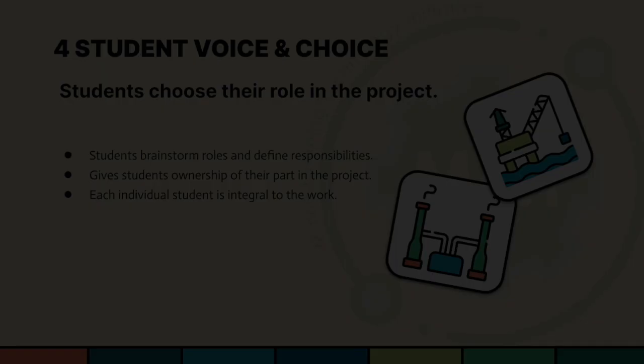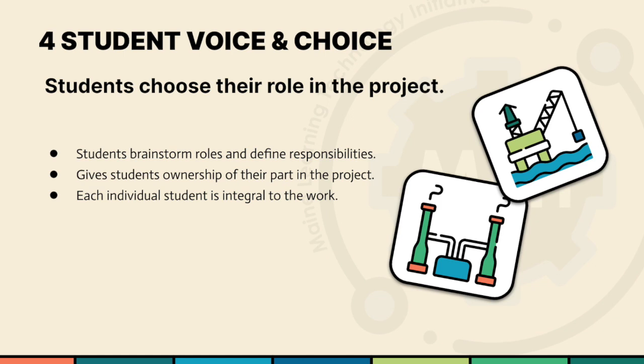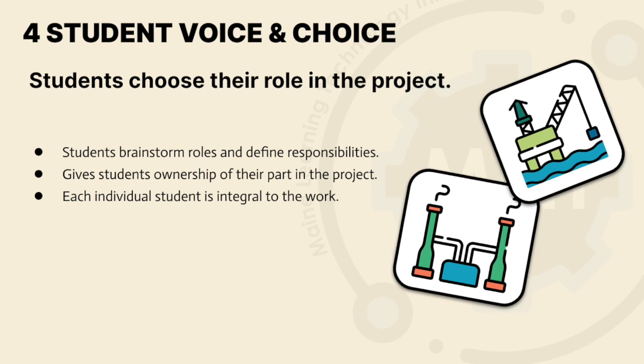As with all project-based learning, empowering your students through voice and choice is a key component to student engagement, curiosity, and feeling a sense of ownership to achieve the most meaningful connection to the work. Students have the opportunity to brainstorm roles, define responsibilities, and choose the role that they want to play in the project. There are 12 students in the team.